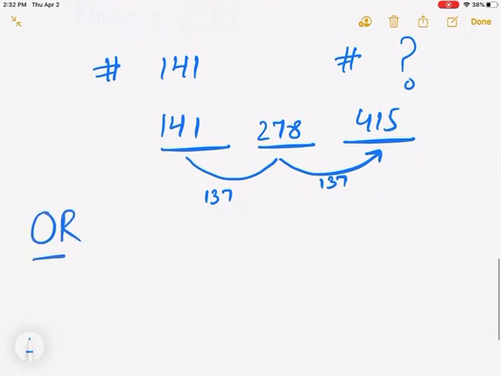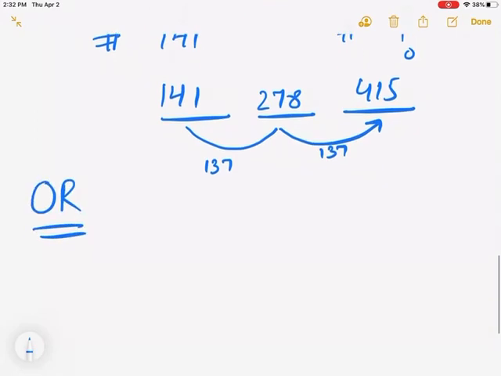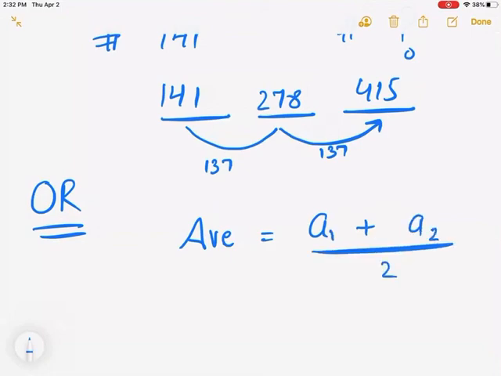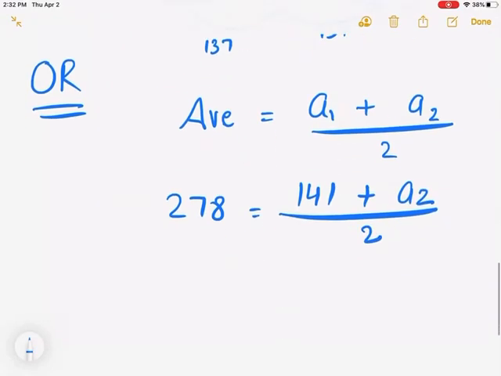Or another way you can do it is set up an equation. Average goes on this side. You take your first number, you take your last number, let's say A1 and A2, and you divide by 2. Let's plug everything in. Average is 278, which I know. A1, which I also know, is 141. And A2 is missing. Now let's solve for A2.